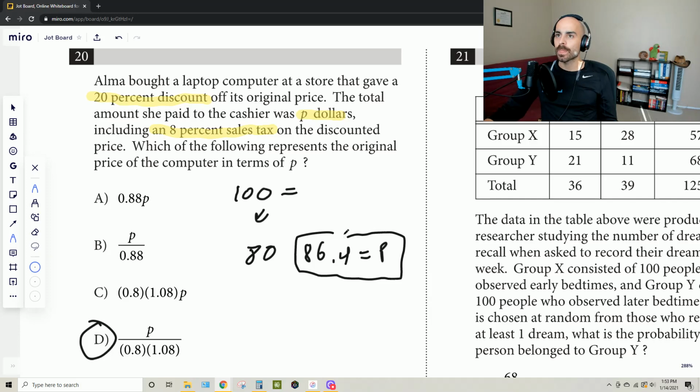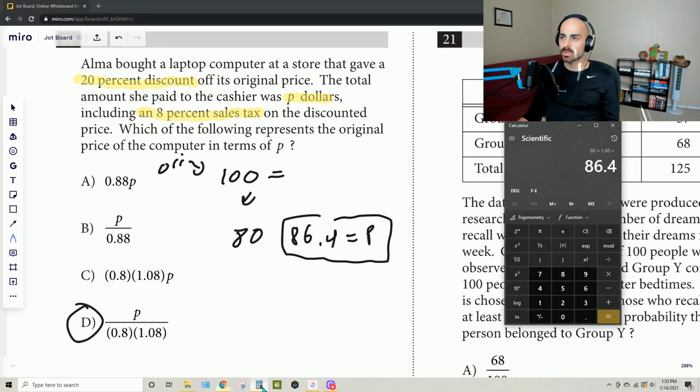All right. So this is where it gets confusing because it says, which of the following represents the original price in terms of P, where P is part of what describes the original. So this is the original price. How can you describe the original while using 86.4? Well, if we plug in 86.4 into all of these, we know the correct answer is D. So let's plug it into that first. And you can divide this individually, those two components on the bottom. So I can divide that by 0.8 and then divide by 1.08 and we get back to 100. If I were to plug P into all these other options, I would get different answers.